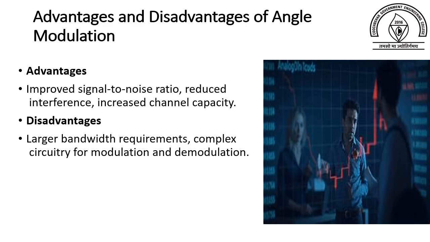Here I discuss some advantages and disadvantages of angle modulation. So what are the advantages? Improved signal to noise ratio, reduced interference, increased channel capacity. And the disadvantages are larger bandwidth requirement and complex circuitry for modulation and demodulation.